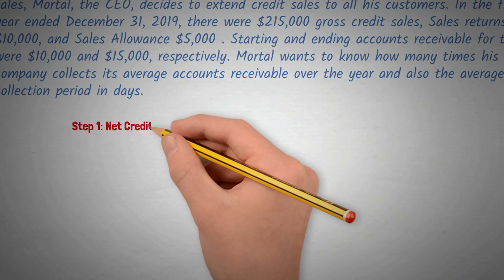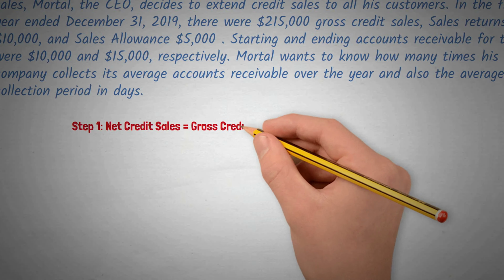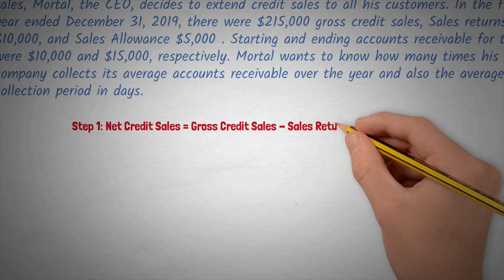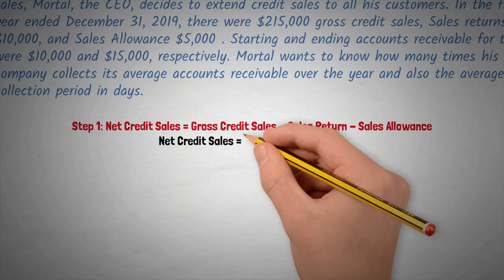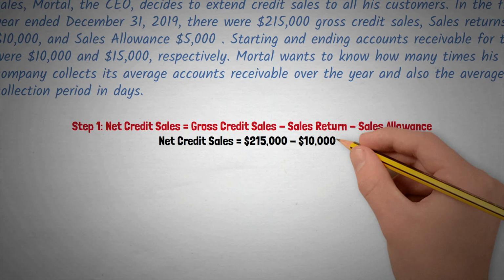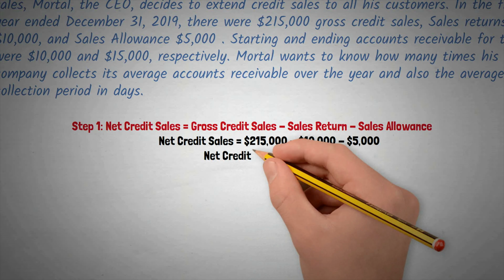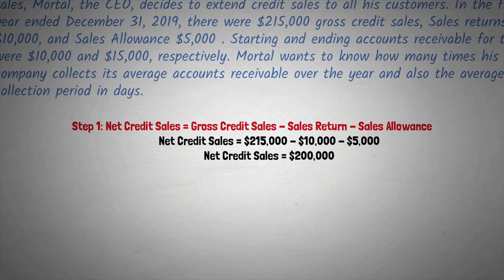In step 1, we are going to compute the net credit sales by deducting sales return and sales allowance from gross credit sales. Our gross credit sales for the year were $215,000. From that, we are going to deduct $10,000 and $5,000. So our net credit sales comes to $200,000.